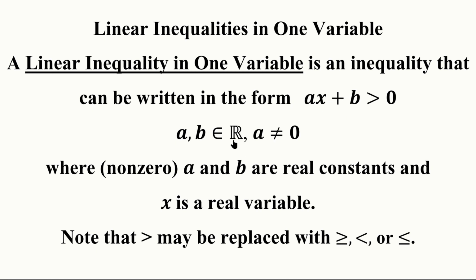Now here A and B are both real numbers, and we do not want A to be 0, because then this term would collapse and we would no longer really have a variable inequality of interest, right? And it would certainly not be linear anymore, because we would not have a first degree term in the inequality any longer. Where non-zero A and B are real constants, and X is a real variable. Now here the non-zero only applies to A, not also to B, just in case that was confusing for you. And X is a real variable.